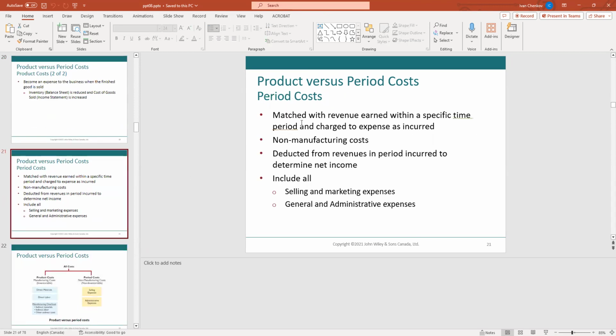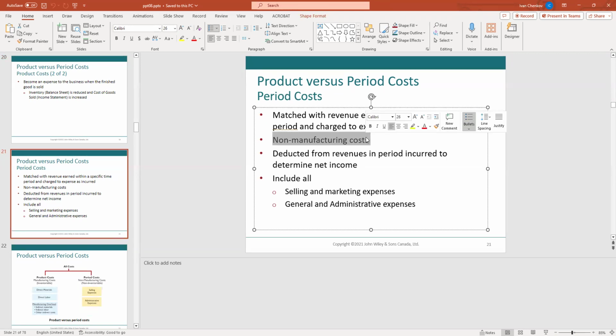The period costs have to match the revenue. Remember, the period costs are everything which is not related to manufacturing cost. So the sales salary, the accounting salary, anything related to selling and administrative expenses will be non-manufacturing cost. Those will be deducted directly from the revenue. That's why we call it the period cost, because it goes directly into the period statement, which is the income statement.